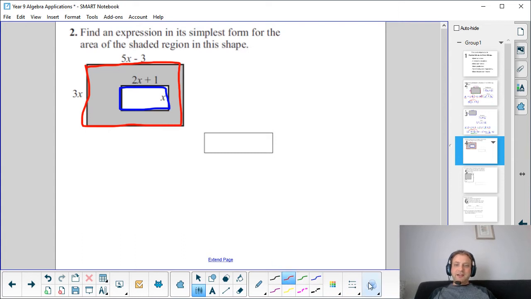So the area rule again for rectangles is multiply the length by the width. So we're going to multiply these together. It's more like 1a than it was 1b that we just did. So the 3x needs to multiply 5x take 3.